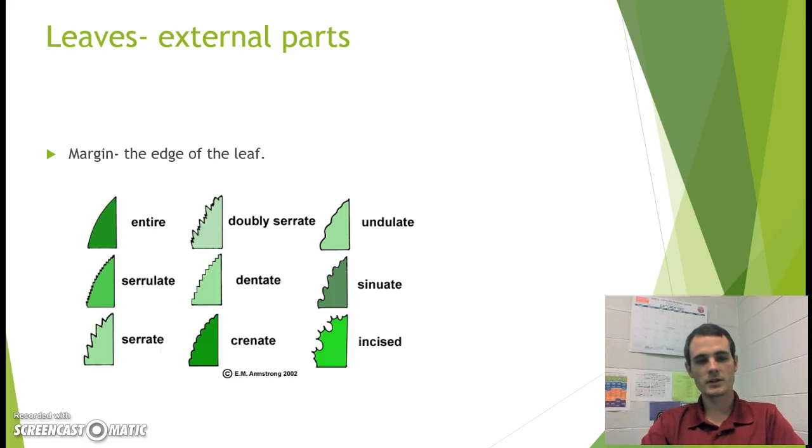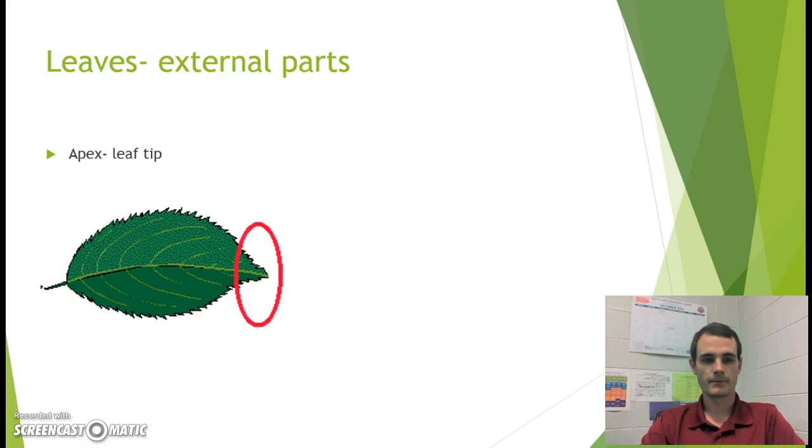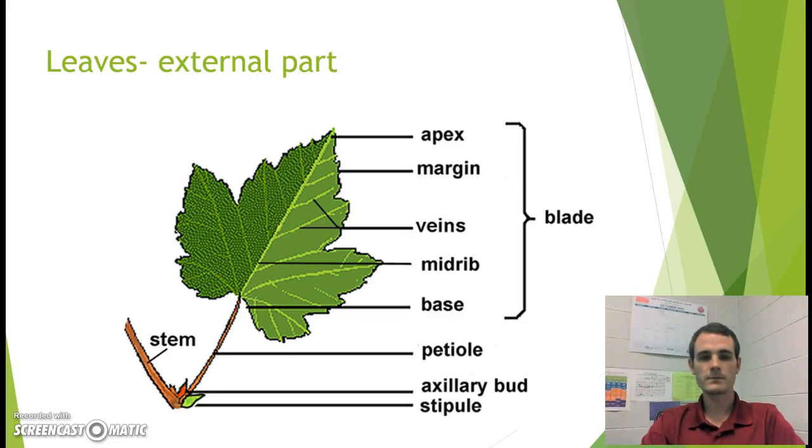The margin of the leaf, we've talked about in Plant ID: the crenate, dentate, serrated, and even entire margin, and all these other margin types. The edge of the leaf is that margin. Just like the edge of your paper is the margin, the edge of the leaf is the margin. The apex of the leaf is that very end point of the leaf, the tip of the leaf. So all these parts make up the external anatomy of leaves.